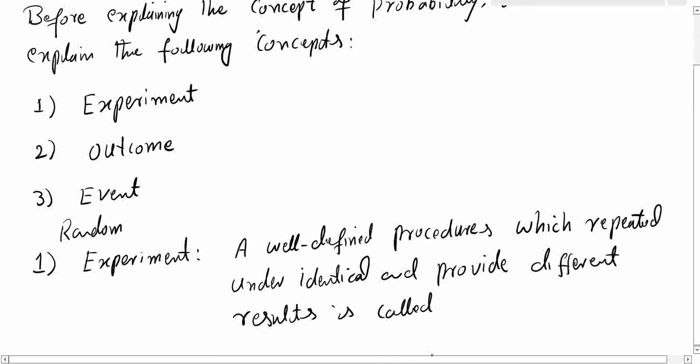In statistics we normally use the term random experiment. Normally you will see people using the term experiment, but in statistics this is a random experiment. So a well-defined procedure which is repeated under identical conditions and provides different results is called a random experiment.